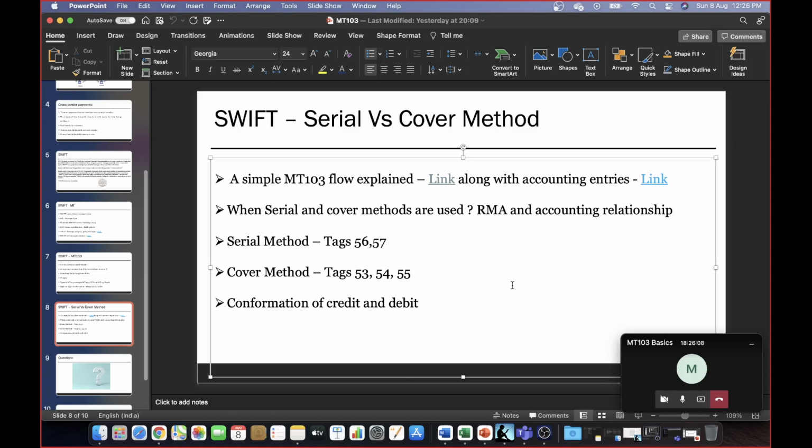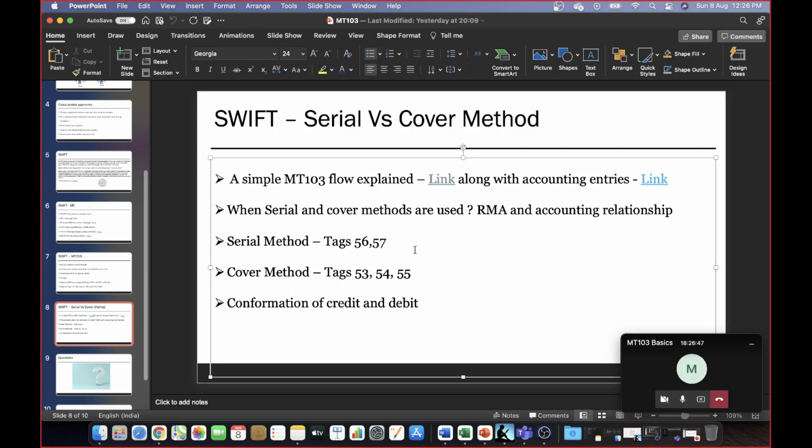I know if you are feeling a little overwhelmed by this explanation, I totally understand, because it's quite important to get. If you are getting into any payments interview, the sure question that you will get is the difference between serial and cover method. So when can we send a serial payment to another bank? When we have both RMA and an accounting relationship. When can we send payment using the cover method? Only when we have RMA and we don't have an accounting relationship. So that's the answer that we can give, and that's true as well.